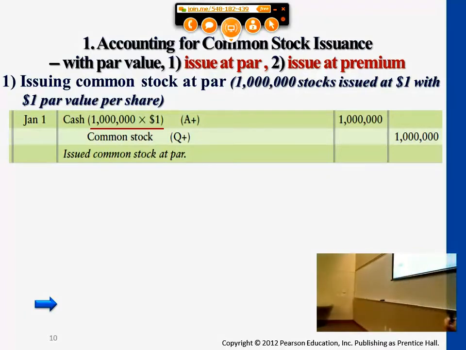Okay, so this is issuing common stock at the par value. Par value equals face value. So par and face refer to the same thing, basically the minimum amount for the stock. So this is the case where there's no difference between par value and issue price. You just debit cash for whatever money you receive and credit common stock.